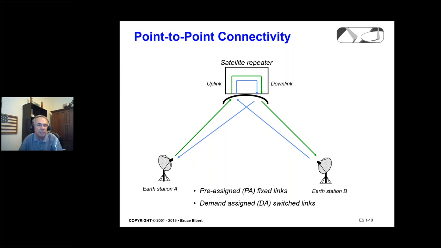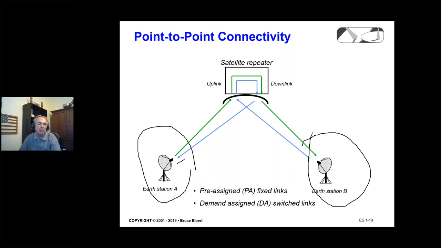In the other case, we'll draw ourselves two beams. One beam on station A and the other beam only on station B. Different beam. Okay, so now in this case, A is transmitting up through the satellite and is only received at B, not at A. And B transmits through the satellite and is only received at A.